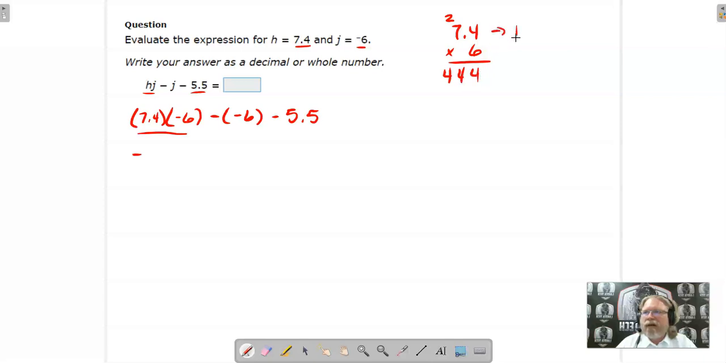Now we have one decimal here, one number behind the decimal here, and none here. 1 plus 0 is 1. So we're going to move that decimal over one place, and we'll end up with 44.4. So let's go ahead and put that over here, and that is a negative 44.4.